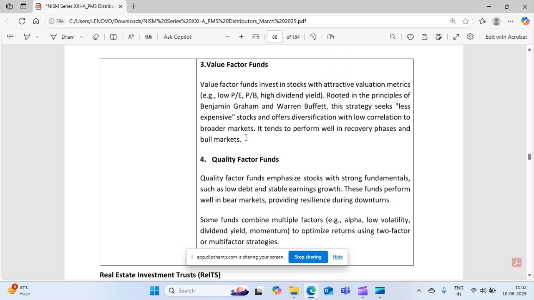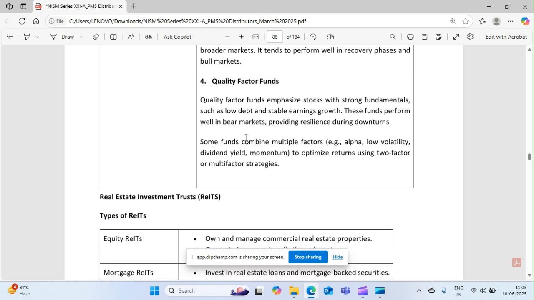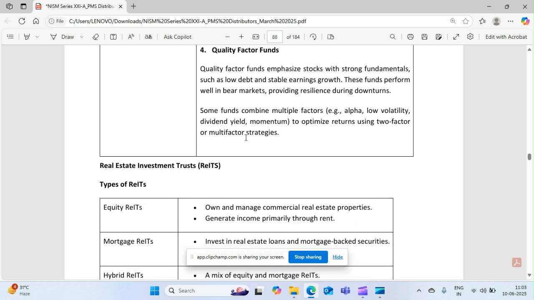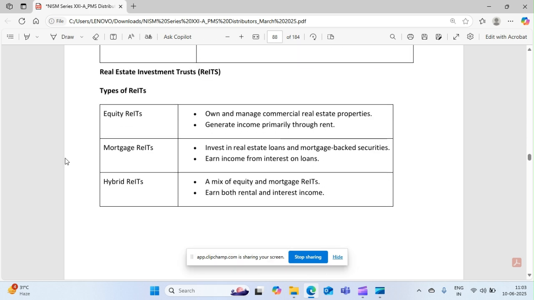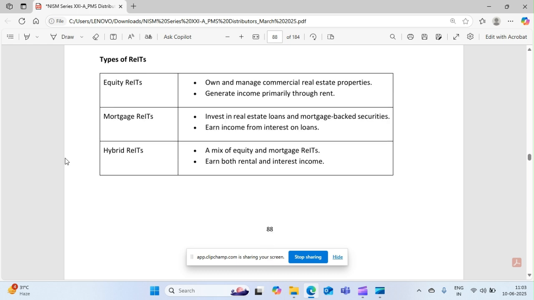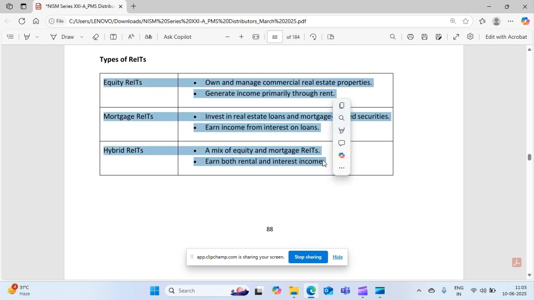Then you have quality sector funds, which will focus on companies with strong fundamentals, and these funds perform well in bear markets, providing resilience during downturn. So these are very, very, very quality funds. Okay, so there could be funds which can also apply multiple strategies. Correct. Then you have a REIT, which is equity REIT, own and manage commercial real properties. They are themselves owning and managing. Mortgage REIT, invest in real estate loans and mortgage-backed securities. Hybrid REIT, a mix of mortgage and equity. So these three things you must very clearly note down from the exam perspective, right?